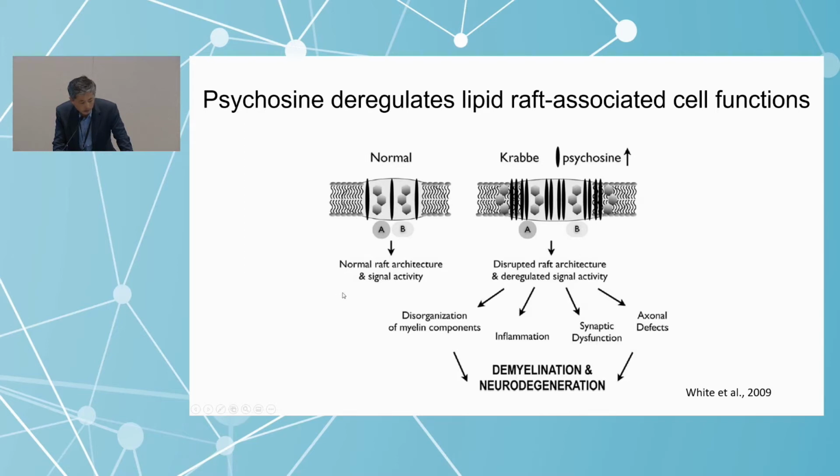Lipid rafts are specific protein structure domains present in the plasma membrane. They are quite important for cell signaling and cell homeostasis. But in the Krabbe patient, psychosine is highly accumulated in this domain and disrupts this structure, and therefore signal activity can be downregulated and myelin stability goes down. Eventually, the cell can die and neurodegeneration can happen. This is one of the models of how psychosine toxicity can be generated.